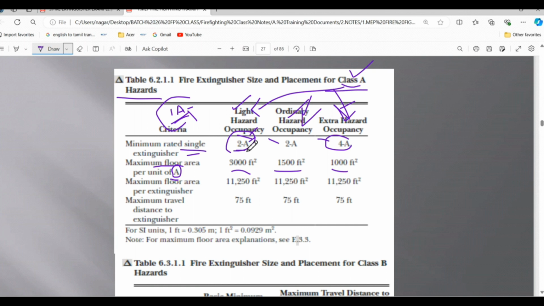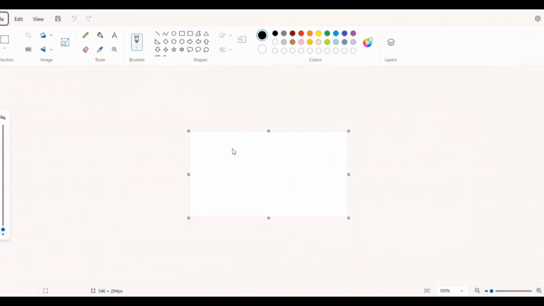So a minimum rating starting from 2A. It can be 2A, 3A, 4A, 5A, all the way it will go like this. And now they are telling maximum floor area per extinguisher. So there should be some limit now. In the light hazard, 1A means it will cover 3000 square feet, so 1A will cover that much coverage area.